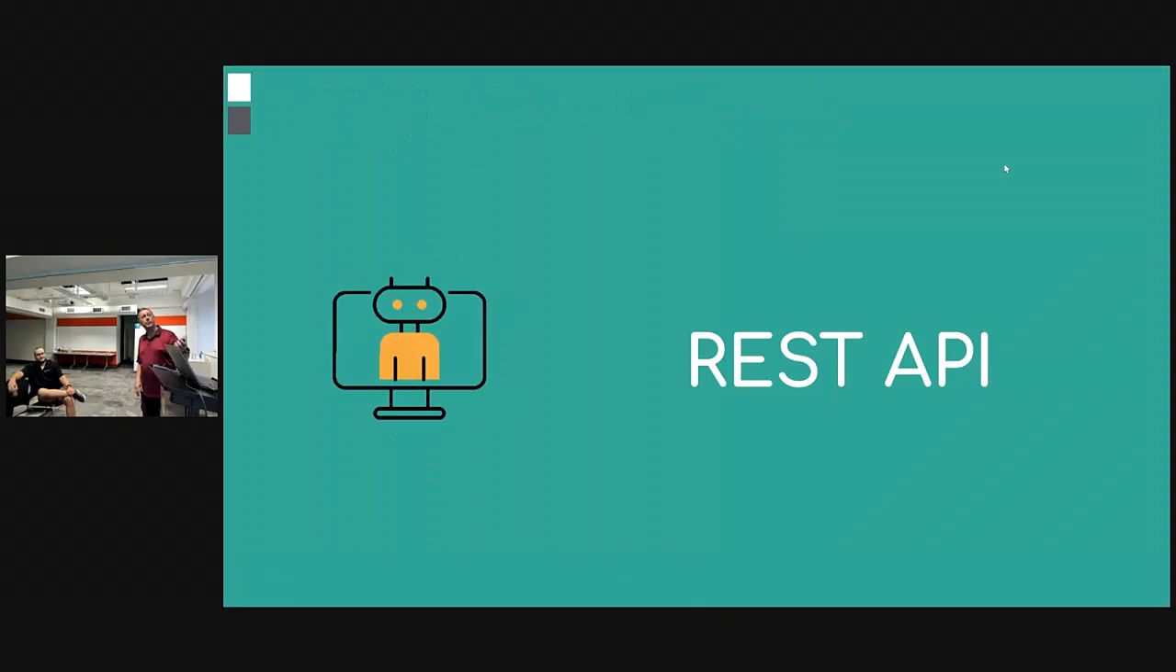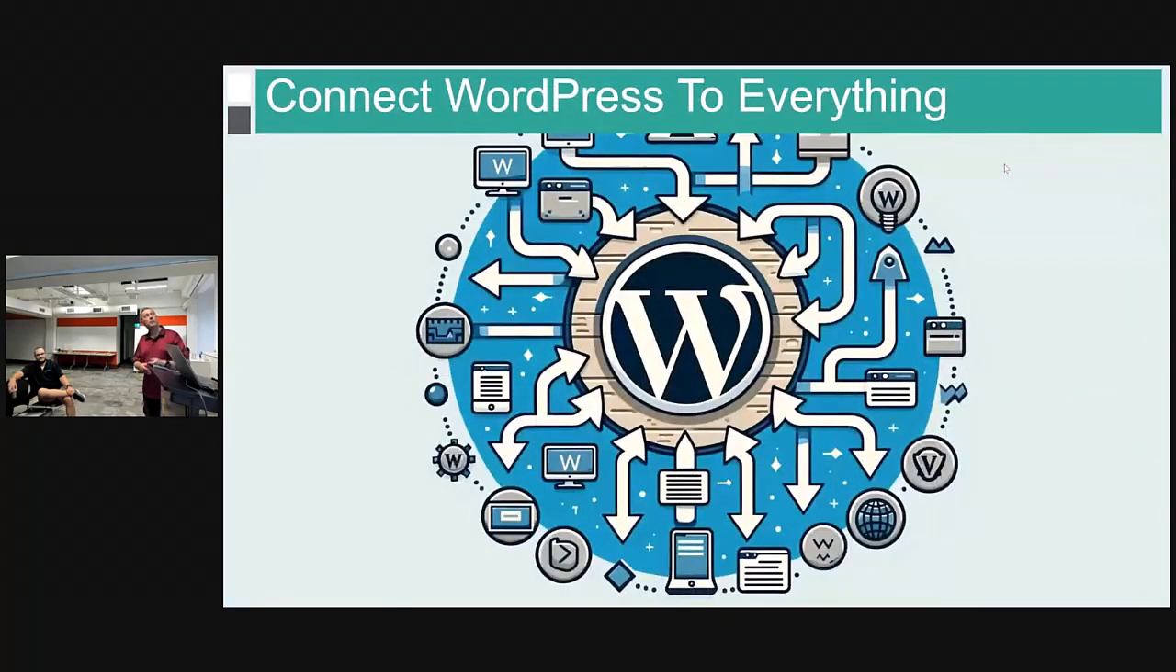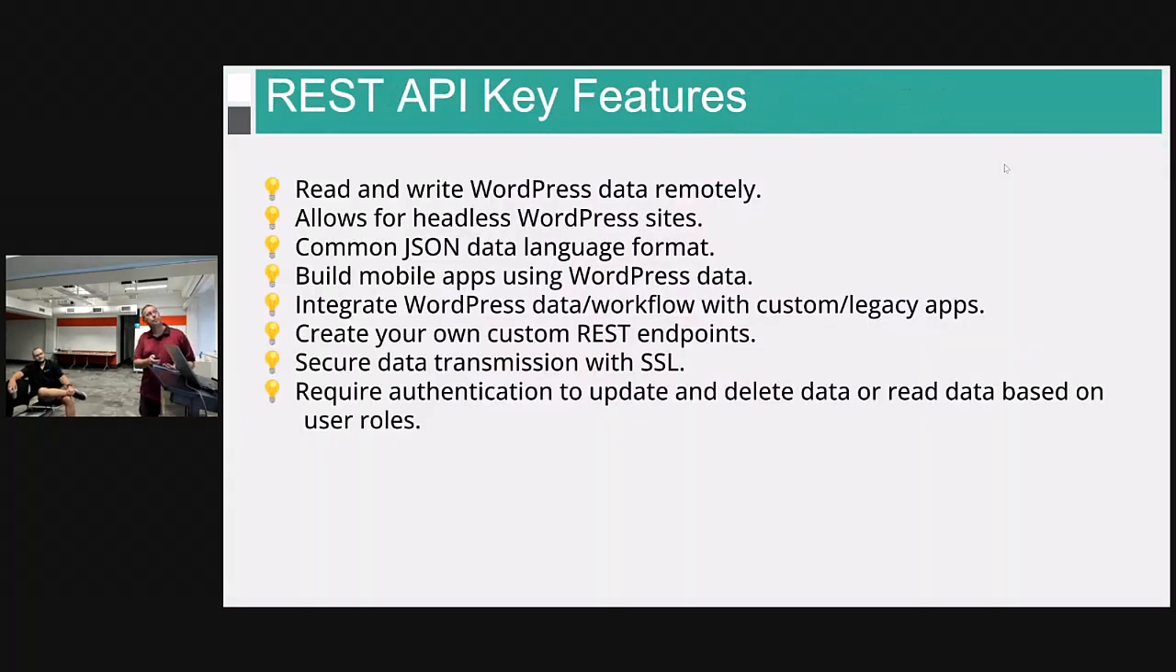REST API. REST API allows you to connect WordPress into everything. Whereas before, WordPress stood alone. Once it had a REST API, now you can actually have WordPress in the middle of stuff and moving information too. A REST API, it allows you to read and write data from WordPress and to WordPress. So read and write without having to use WordPress, basically.